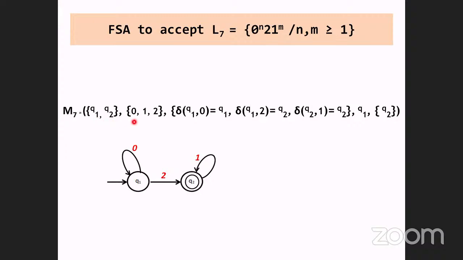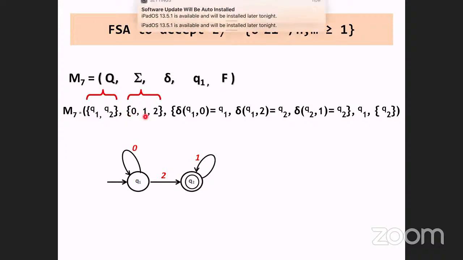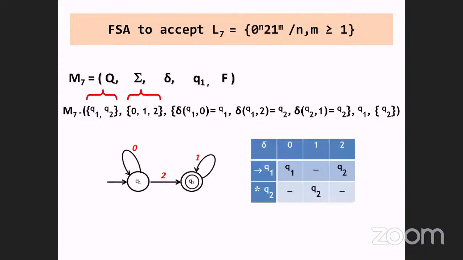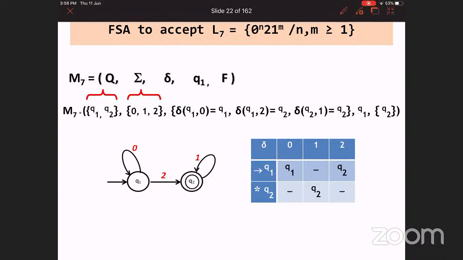2 states Q1, Q2, and 0, 1, 2, the input symbols. So this is basically a set of states, a set of input symbols, and there are 3 transitions, and Q1 is the start state, Q2 is the final state. Let's see, the same thing I can express in table form. The machine has 2 states, Q1, Q2. On reading 0, you can go to state Q1. On reading 2, you can go to state Q2. On reading 1 in Q2, it remains in the same state, Q2.